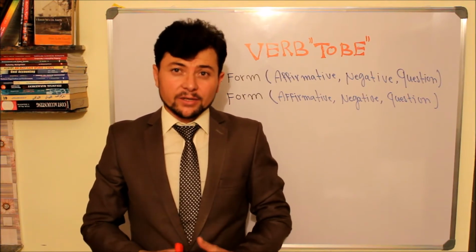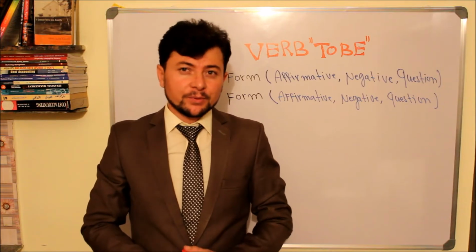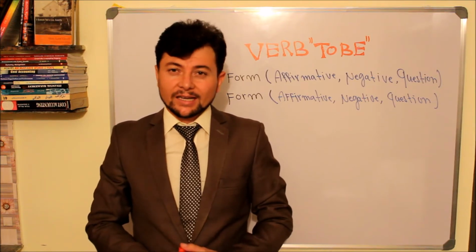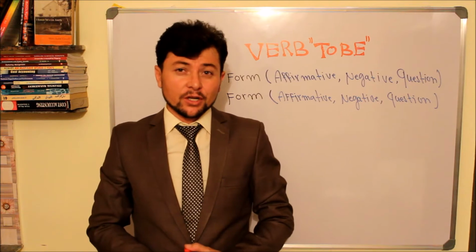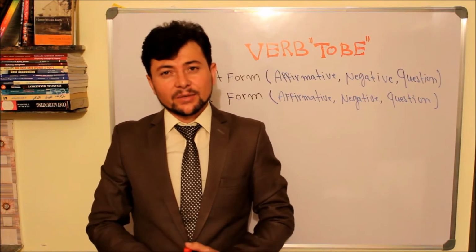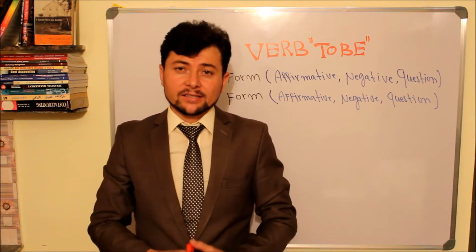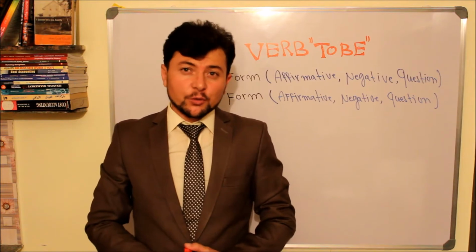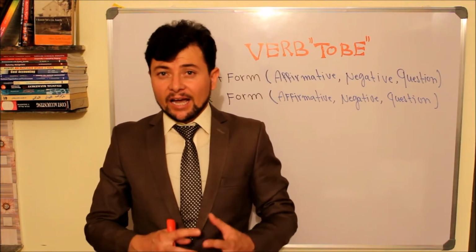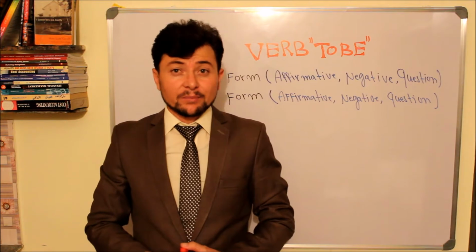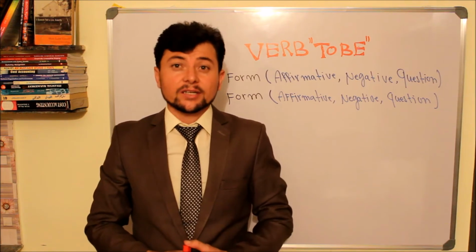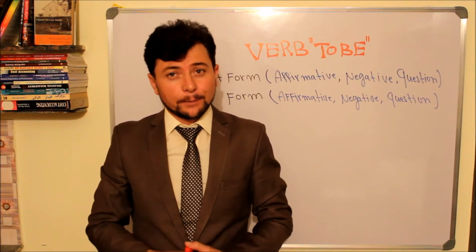Verb to be is irregular, it is the basic verb, it is very important and it is used a lot in English language. Not only in present and past, but it is used in other tenses as well. This video will be a revision for those students who have already learned verb to be, but it will help other students who are going to learn it for the first time.